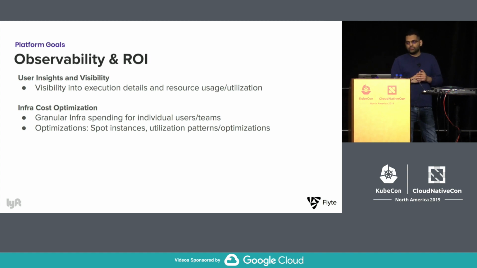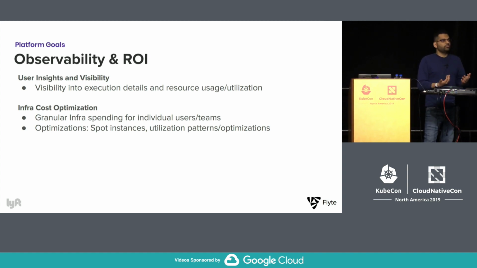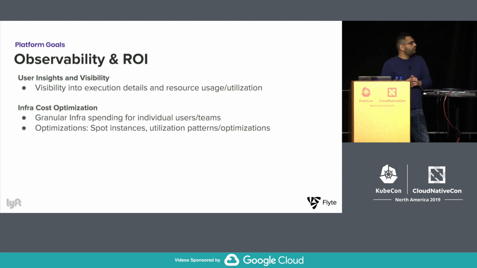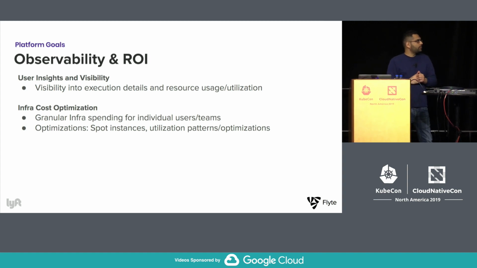This sort of also stems into the next goal, which is the infrastructure cost optimization. So once you have insight into how much resources you are actually using, you can actually go and optimize for infrastructure cost. Besides that, even at the system level or the platform level, we are looking at a couple of things to optimize the overall cost, like exploring low-cost pod instances, as well as trying to optimize based on various utilization patterns.